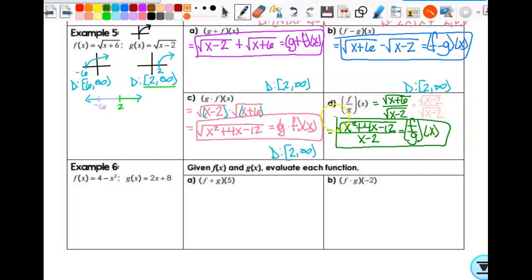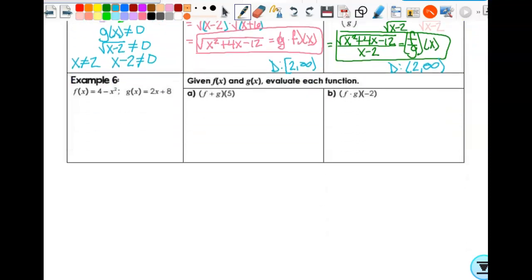So we have this, okay? So I have to revisit my domain. The denominator, which is g of x, cannot equal 0. So the square root of x minus 2 cannot equal 0. Square both sides, x minus 2 cannot equal 0, so x cannot equal 2. So the further restriction I have here is just that I don't include 2. The domain is going to go from 2 to infinity. It's just not inclusive. Okay. What questions you got?